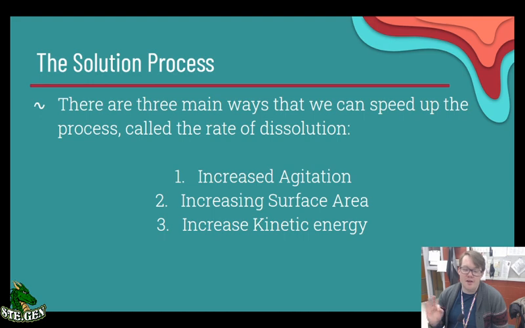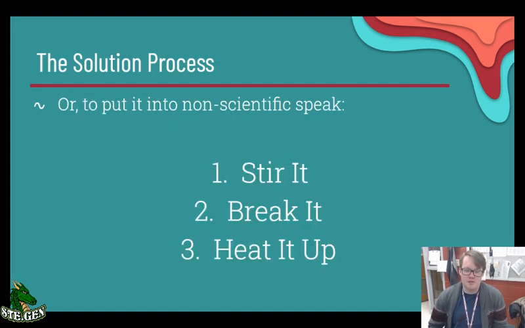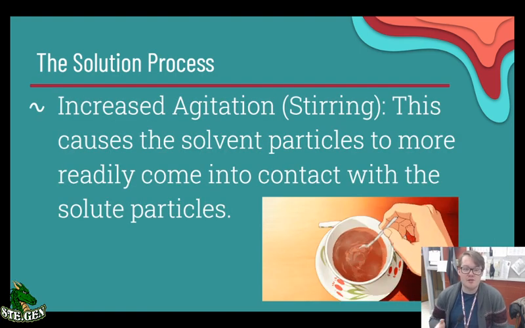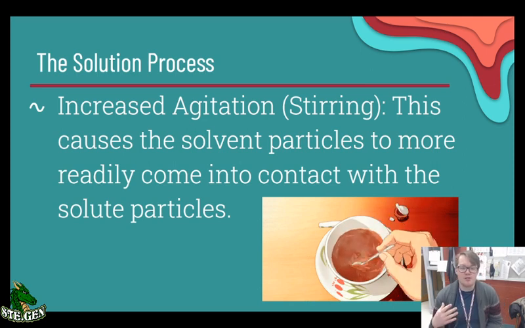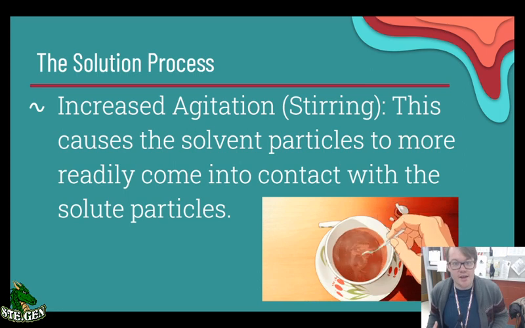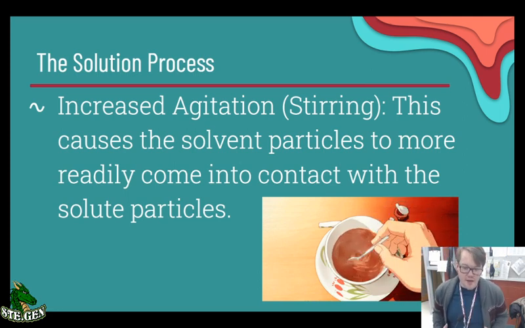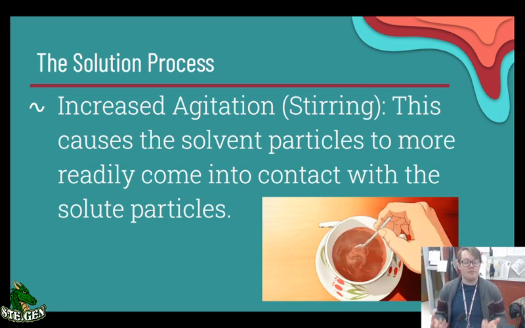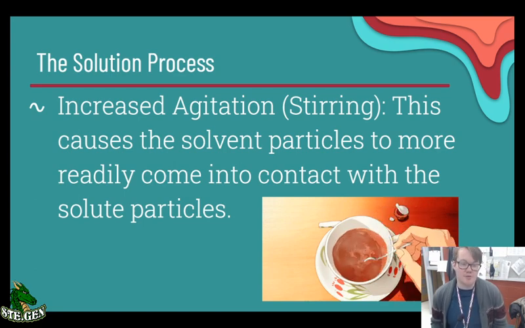Well, there's three main scientific ways, which is increasing agitation, increasing surface area, and increasing kinetic energy. But in normal non-scientific speak, we can stir something, we can break something up into smaller pieces, or we can heat it up. So stirring things or increased agitation causes more solvent particles to come into contact with the solute particles, and also you're adding more kinetic energy, which is allowing them to have more energy in the system to break the bonds apart if they are having trouble with that, or doing it at a faster rate at least.